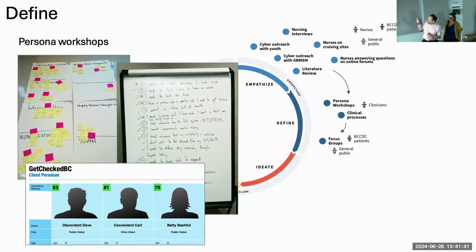So at this define stage, we're doing persona workshops. We're also looking a lot at our clinical processes and thinking about how this could integrate into them. A lot of the challenge is how we get people to give their specimens. The solution we came to was working with LifeLabs, so people go to LifeLabs to give their specimens. But the challenge is how all that integrates into our existing clinical systems. Then we started doing focus groups with the general public to talk about whether this was even acceptable to people, whether they were interested in it, and how they imagined it would look.